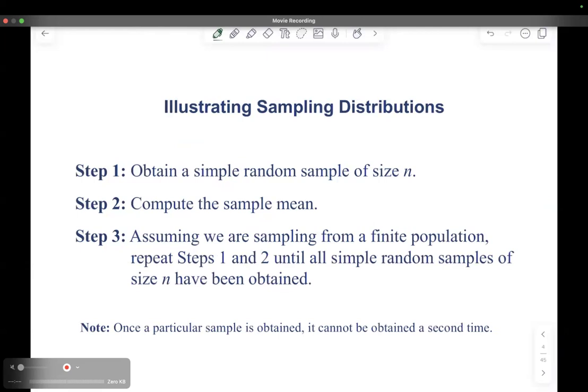So the first thing you do is you take a simple random sample of whatever size. So this little n is your sample size. You calculate the mean of that sample. Then you go back and you take another sample and you do the same thing and you keep doing this. Keep taking all of these samples until you've taken all of them, and you're averaging each and every one of them. So once you've taken a particular sample, you can't take it again. Even if you randomly choose the same sample again, don't use it again. Kind of makes it weighted a little bit more. So you don't need to write this down. This gets a lot less complicated as we go through the math. Don't worry.